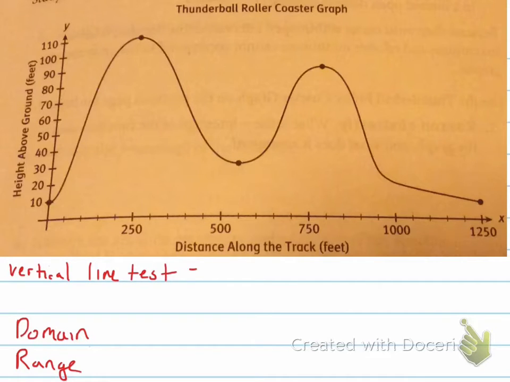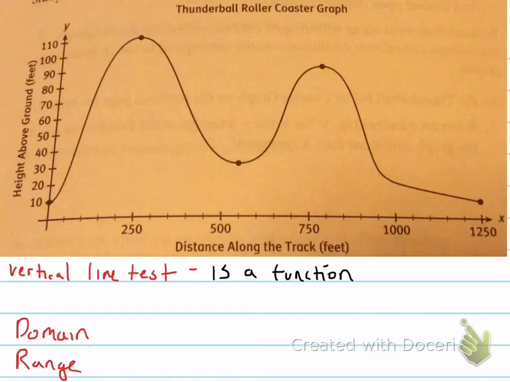So the vertical line test, that's this. At any point, do you go through more than one point in this graph? There's one point when you draw your vertical line every time. So this is a function. So let's look at the domain. Okay, so that is a function.